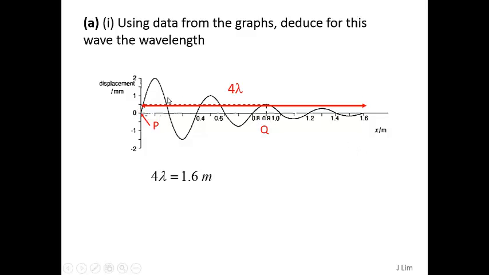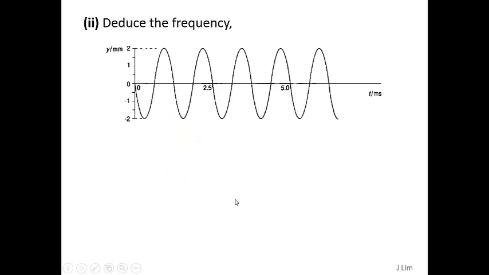So we have 1, 2, 3, 4. 4 lambda is 1.6 meters. So the wavelength will be 0.4 meters.